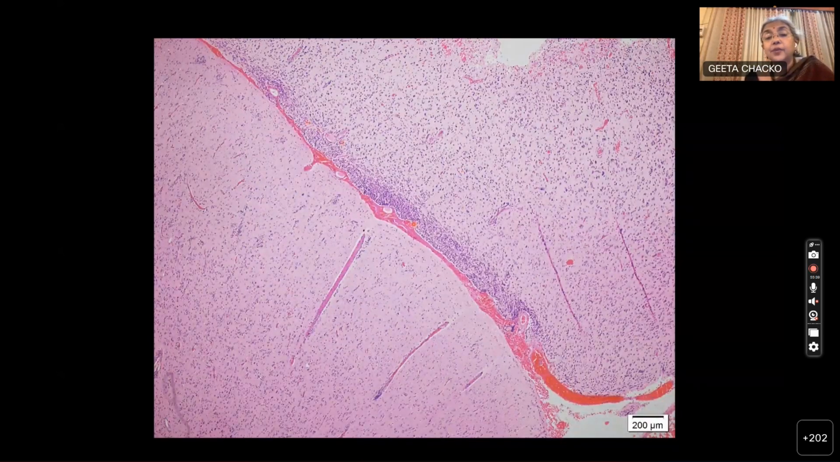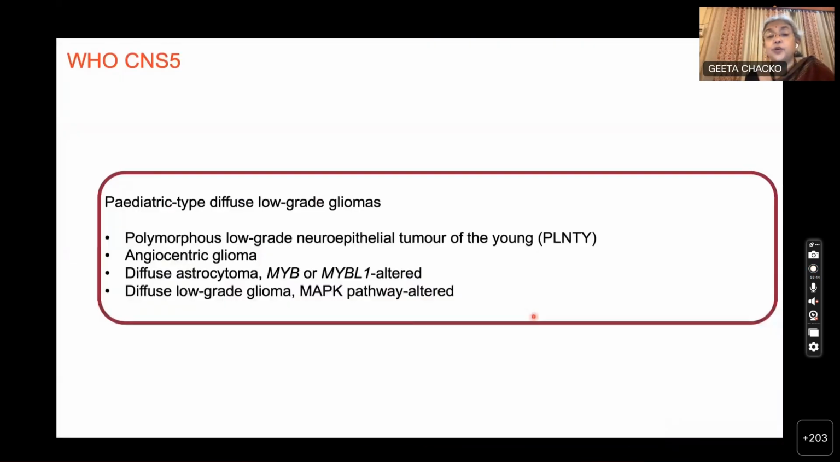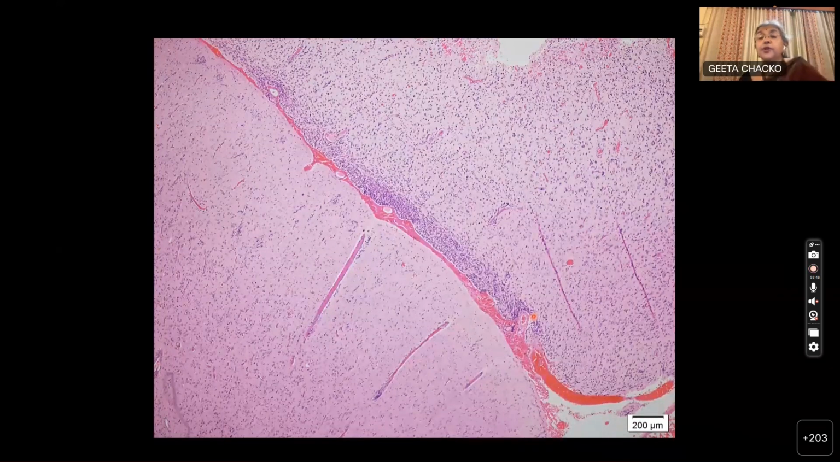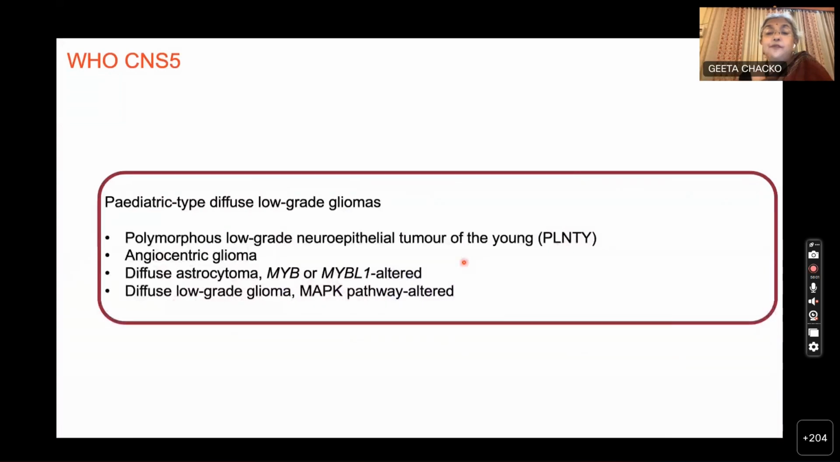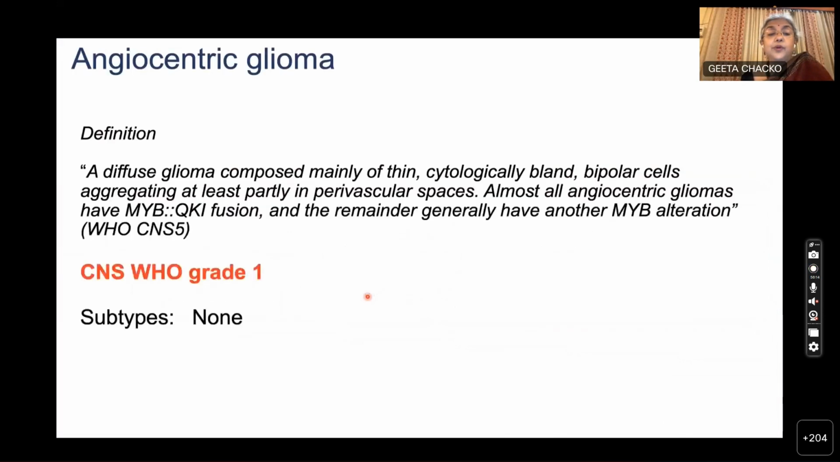So here you're seeing what is called subpial satellitosis. This is the pia, subpial satellitosis. Anvesha talked about perineuronal satellitosis. And in the last class, Vani had shown perivascular satellitosis, which is the tumor cells sticking to or congregating in certain areas when they diffusely infiltrate. So these are the four pediatric type diffuse low-grade gliomas: the polymorphous, the angiocentric, the diffuse astrocytoma MYB or MYBL1 altered, and the MAP kinase pathway altered.